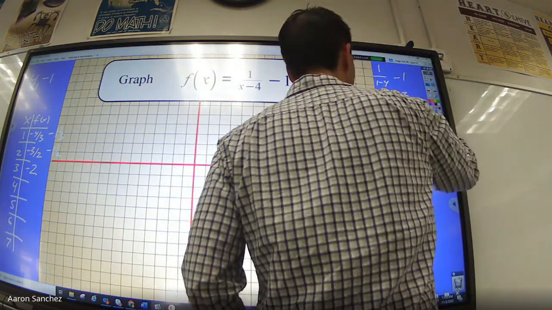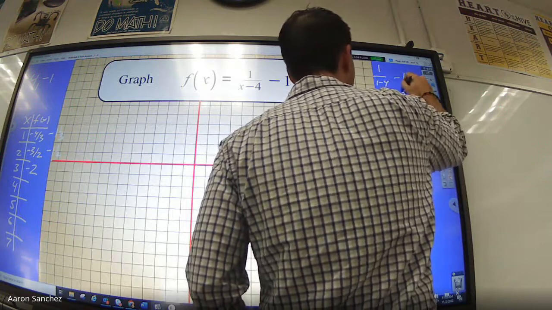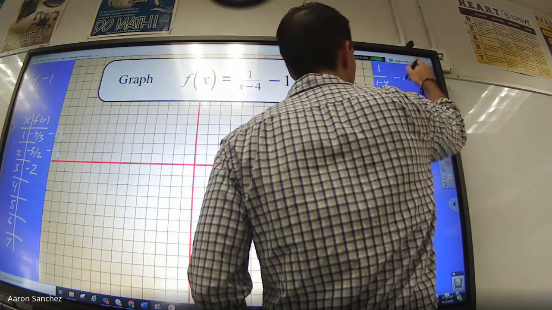Do you guys get the other point? I made it as big as it can go.